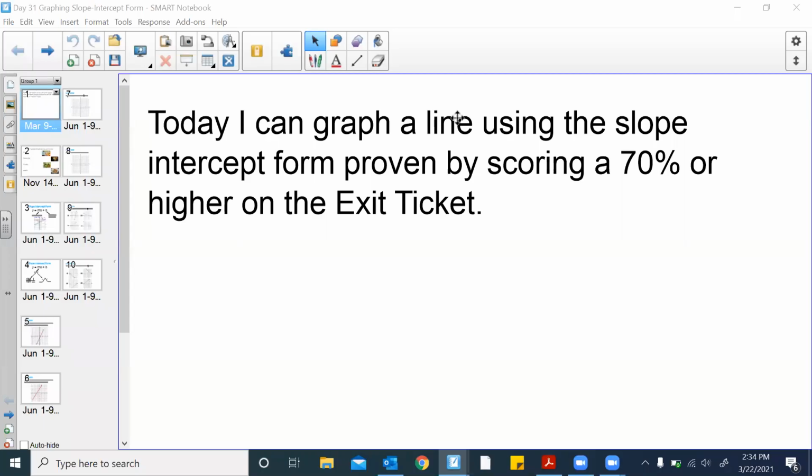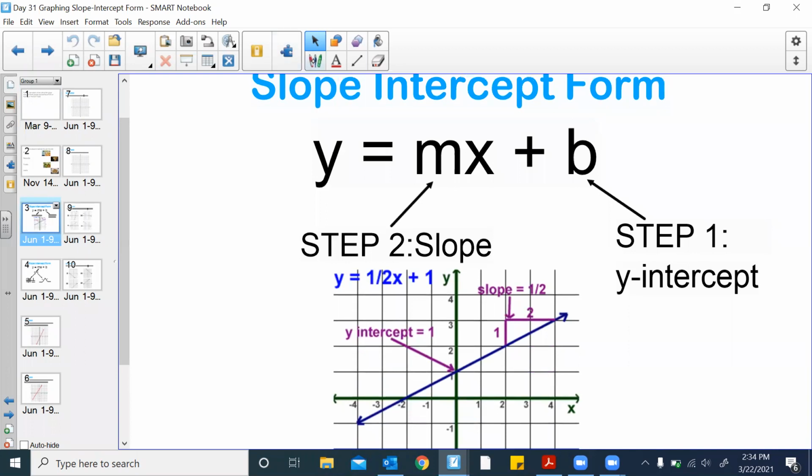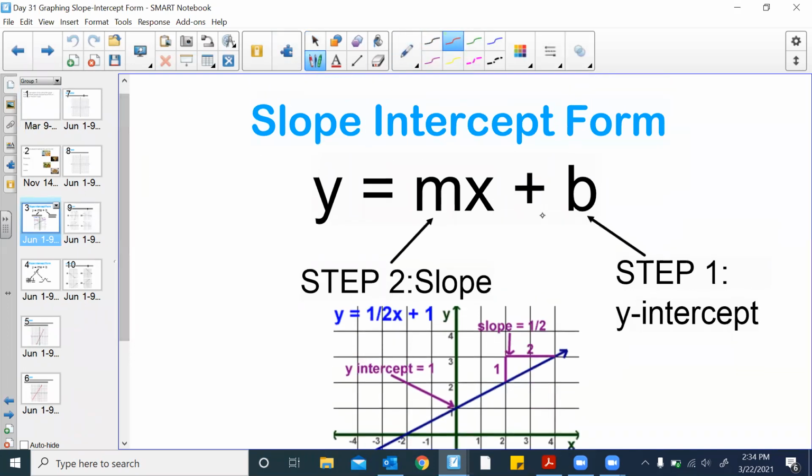All right, so today we're going to be able to graph a line using the slope-intercept form, and we're also going to be able to get the equation or the rule from a graph. All right, so like we talked about yesterday, this slope-intercept form is a big deal. You guys have to memorize this slope-intercept form.